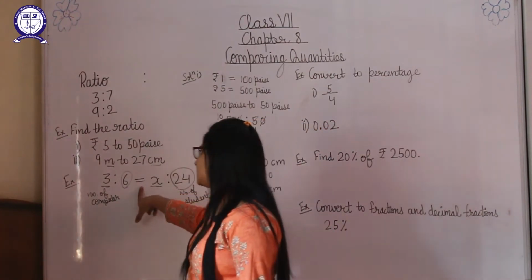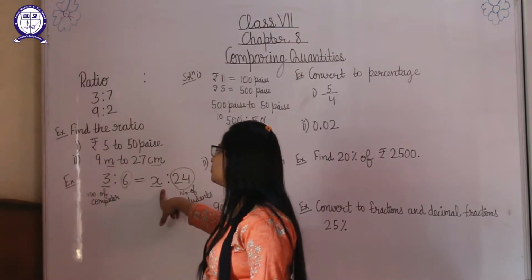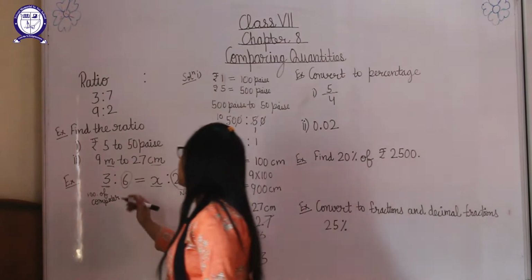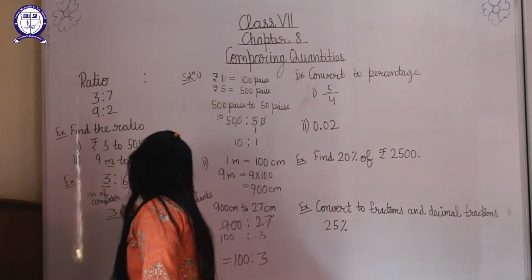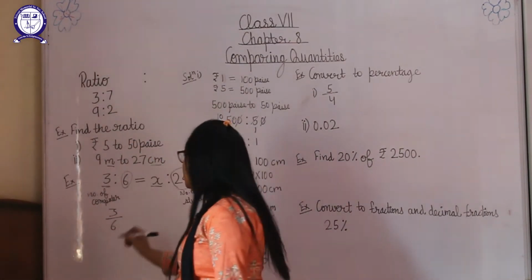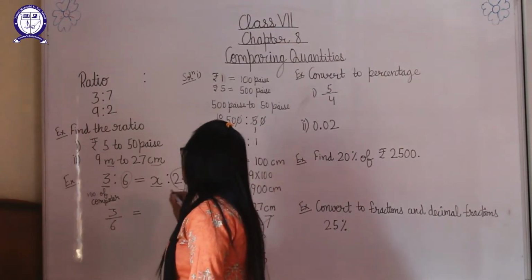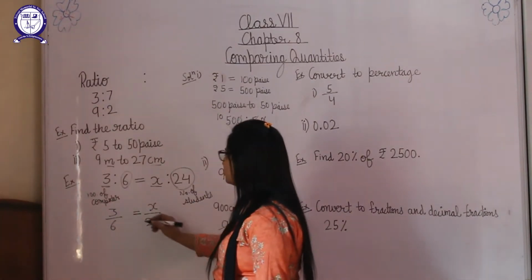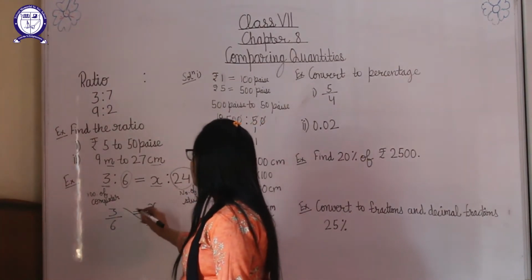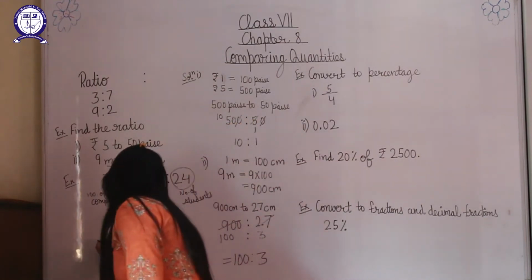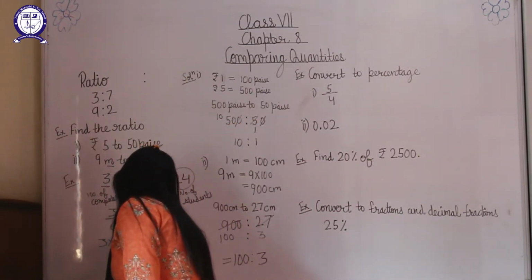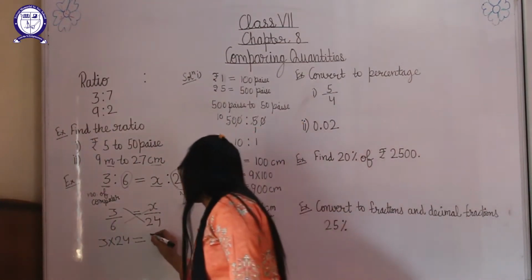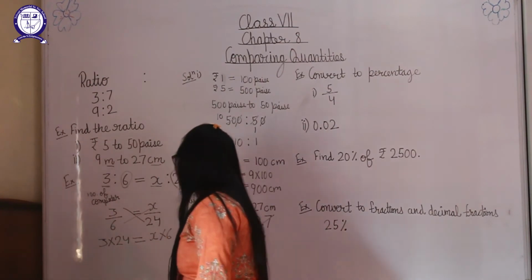And we can make them equal to find out how many computers will be needed for 24 students. What does it mean? 3:6 means 3/6 equals x ratio 24, means x/24. Now how can we solve? We can solve by cross multiplication. We will multiply these two. In the cross multiplication we will get 3 into 24 equals, and by multiplying these two we will get x multiplied by 6, right?